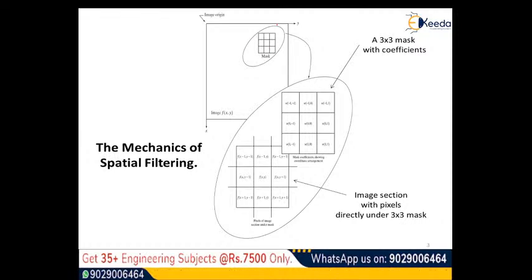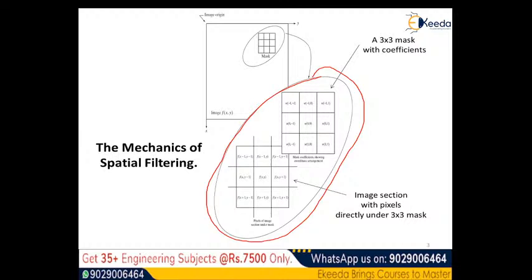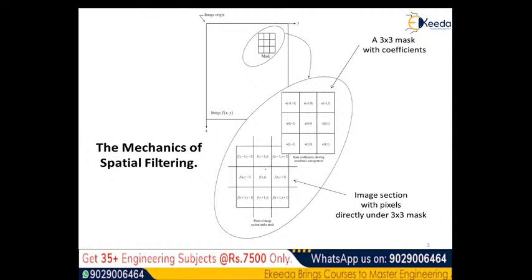This mask is to be operated on the entire image plane. When we zoom into this portion, the magnified view can be taken like this. In the magnified view, you can see the pixel under consideration represented by f in the bracket x comma y. Its neighbors are f in the bracket x comma y plus 1 on the right-hand side, f in the bracket x comma y minus 1 on the left-hand side, f in the bracket x minus 1 comma y upwards, and f in the bracket x plus 1 comma y downwards. These are the adjacent neighbors.